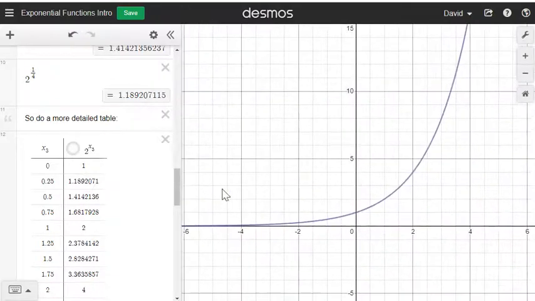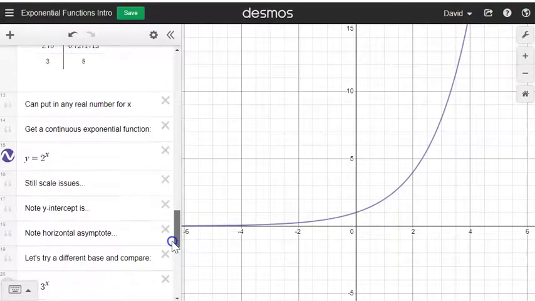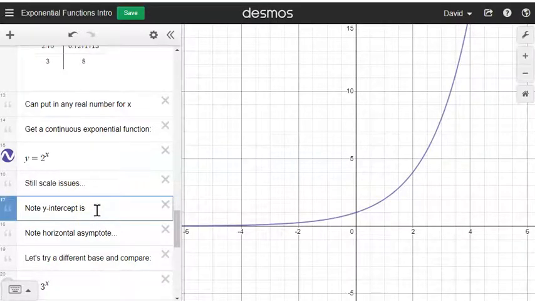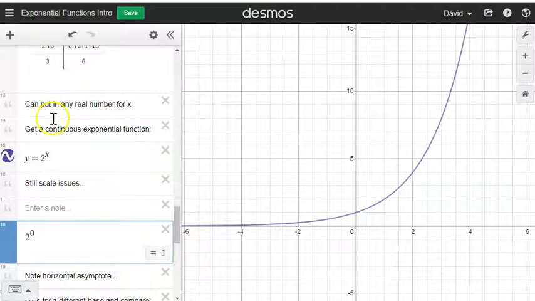So let's do a little bit more with these functions. Let's look at a few very common features here. We still have the scale issues, definitely. The y-intercept, of course. What is that y-intercept? It's 2 to the 0. Oops. It's trying to make that a note. I don't want that to be a note. I want an expression. 2 to the 0, of course, is equal to 1.